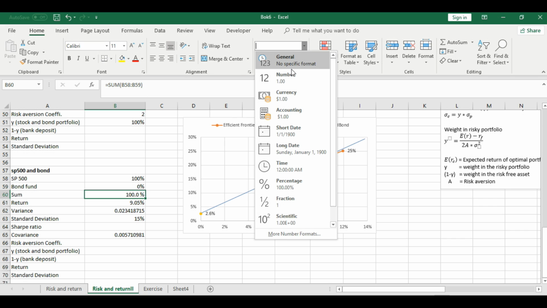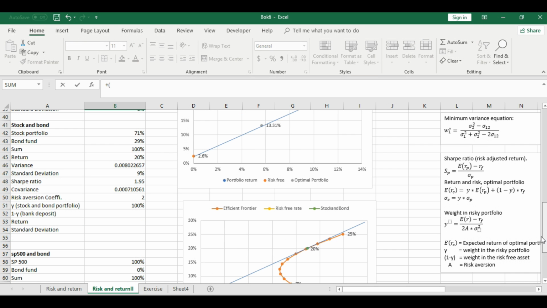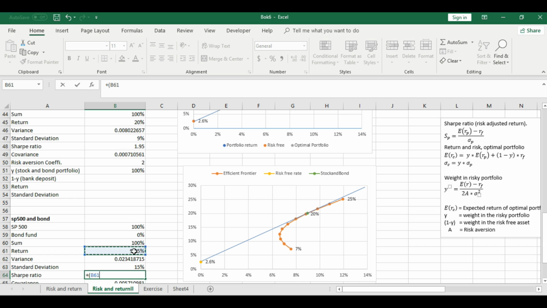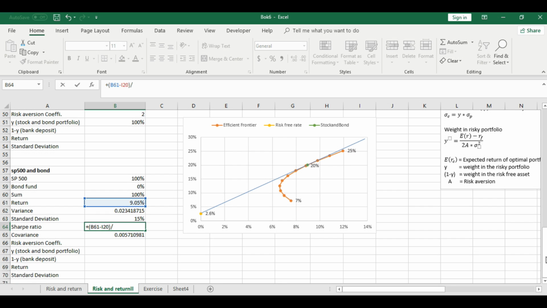And we calculate the Sharpe ratio. So you take the expected return minus the risk-free rate divided by the standard deviation of the portfolio.